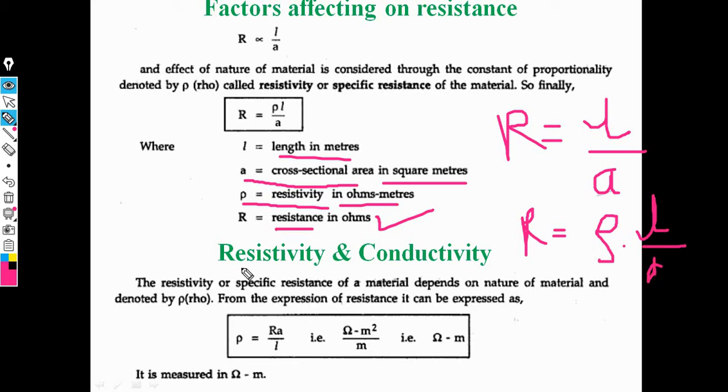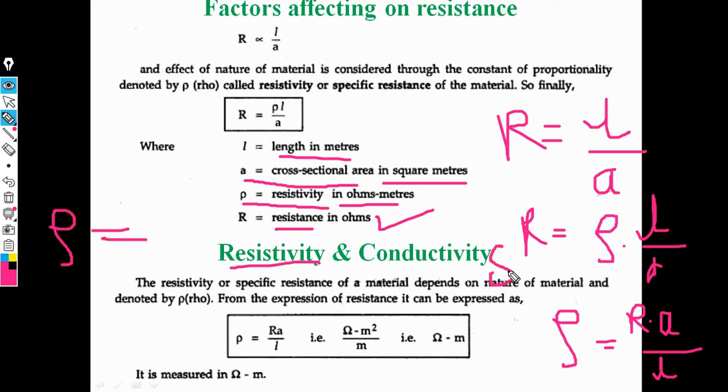Okay. Then rho means resistivity. The resistivity of the material is directly proportional to the resistance. That is, resistivity is equal to R into A upon L. Okay. And conductivity, the reciprocal of resistivity rho, has the symbol sigma.